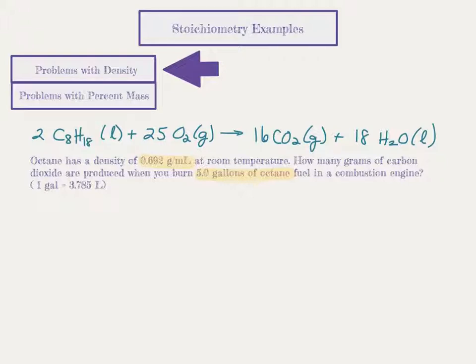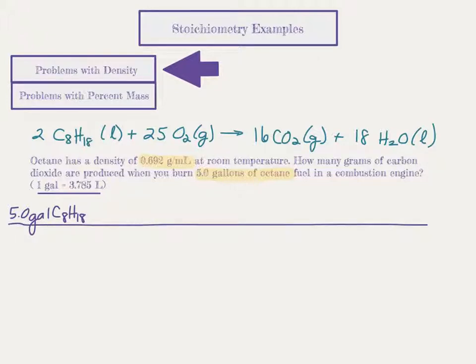Okay, but gallons are not grams. So let's find a way to convert my gallons into grams. The first thing I'm going to do is write down 5 gallons of octane. And then I'm going to look for a way to convert that gallons into something else. I see that my question has provided to me a really nice way of converting gallons into liters. So let's go ahead and do that. For every 1 gallon of this octane fuel, I'm going to have 3.785 liters.